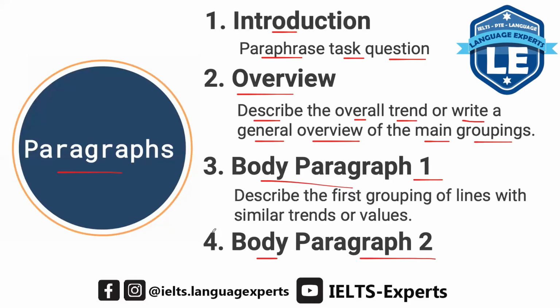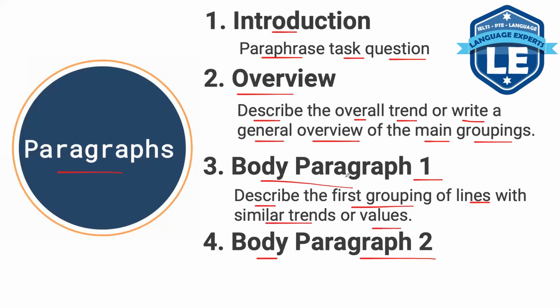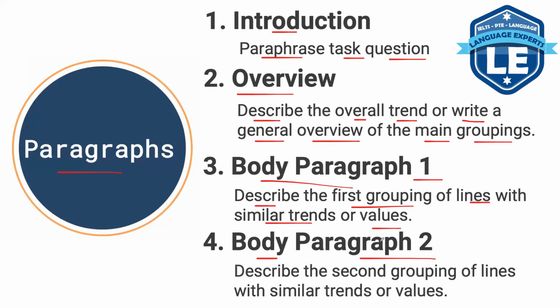The third step is going to be describing the first grouping of lines with similar trends or values. In our case, this is going to be describing the fossil fuel group, and that was our first group. And then the second body paragraph is going to describe the second grouping of lines with similar trends or values. And in our case today, that is going to be the cleaner sources of energy, so nuclear and wind and solar.